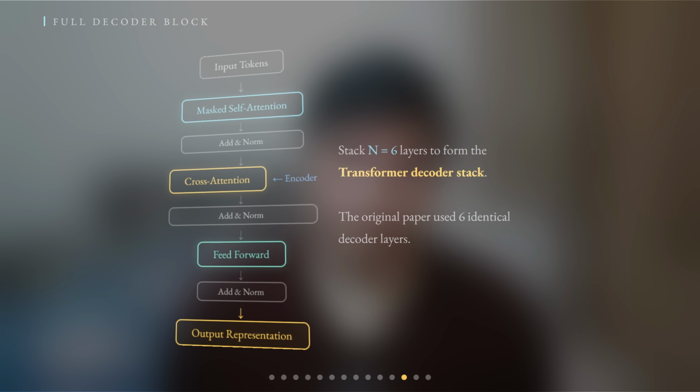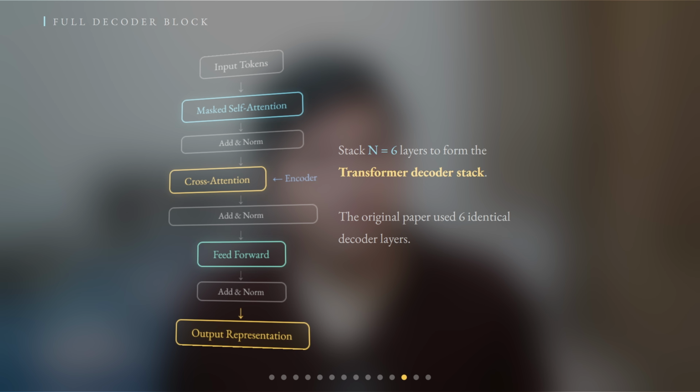The output of one layer becomes the input of the next one. Each layer refines the representation further. By the time the data exits the 6th layer, the model has a highly processed representation ready for the final prediction.